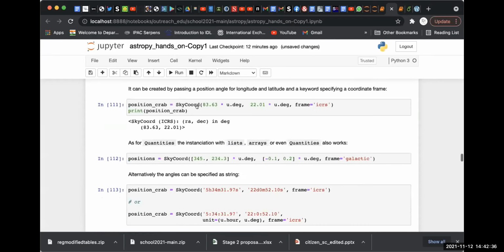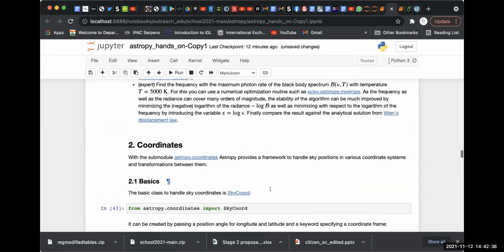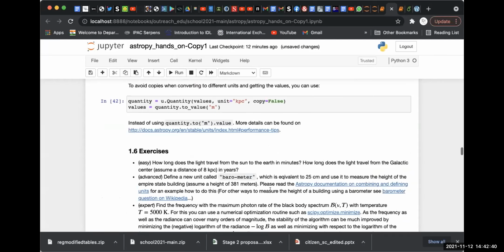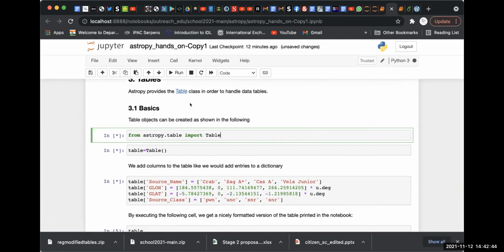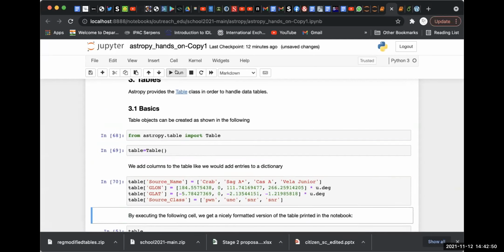Let me just run all above. I'll run everything. Yeah, the import statements and all have not been run, so I'll just run them again. And hopefully now it will come.